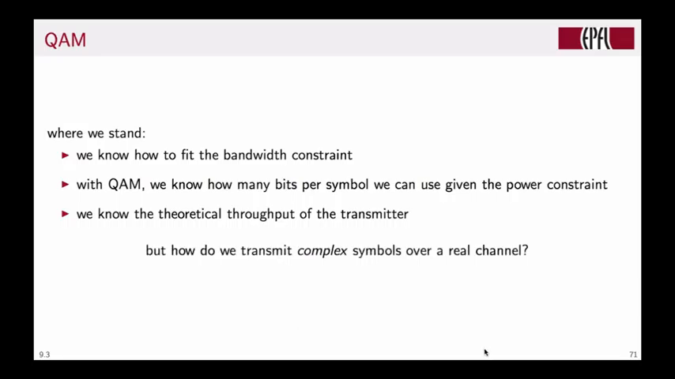However, the question remains, how are we going to send complex-valued symbols over a physical channel? It's time, therefore, to stop the suspension of disbelief and look at techniques to do complex signaling over a real-valued channel.